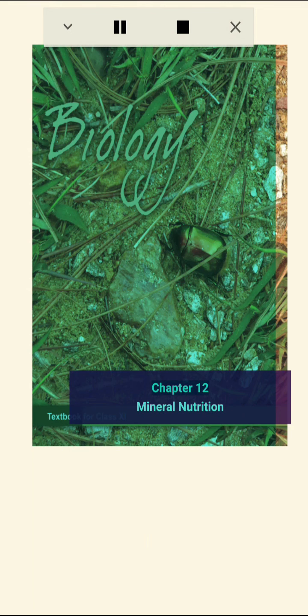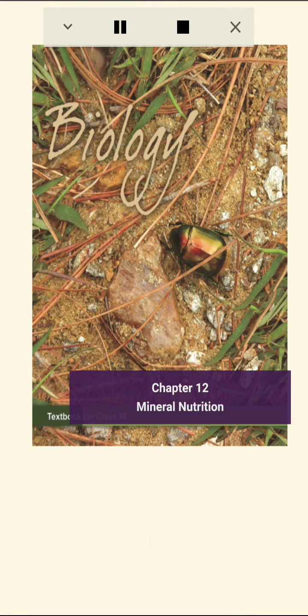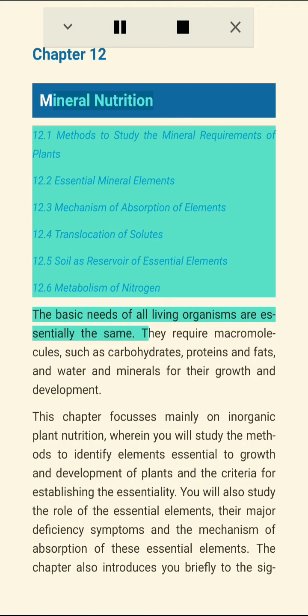12. Mineral Nutrition. Chapter 12. Mineral Nutrition. 12.1 Methods to study the mineral requirements of plants. 12.2 Essential mineral elements. 12.3 Mechanism of absorption of elements. 12.4 Translocation of solutes. 12.5 Soil as reservoir of essential elements. 12.6 Metabolism of nitrogen.